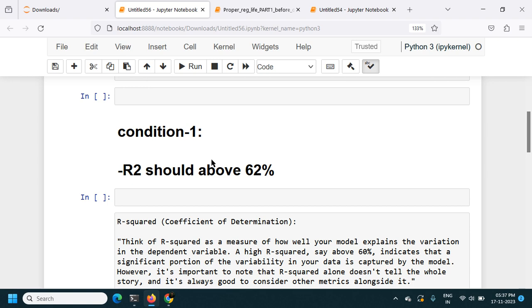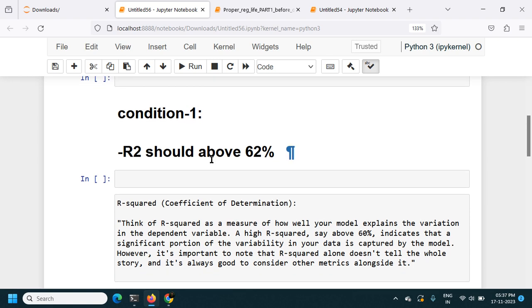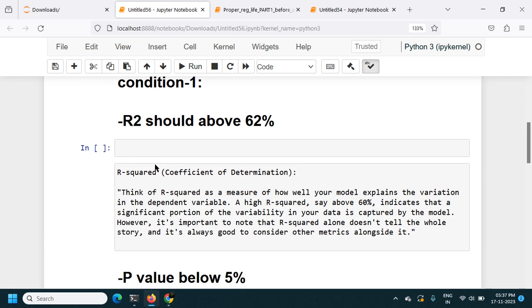We will get that R square in the summary of the model. The R square of the model should be above 62%. So what is that R square? R square means coefficient of determination. Think of R square as a measure of how well your model explains the variation in the dependent variable. A high R squared, say about 60%, indicates that a significant portion of the variability in your data is captured by the model. However, it's important to note that R squared alone doesn't tell you the whole story, and it's always good to consider other metrics along with it.